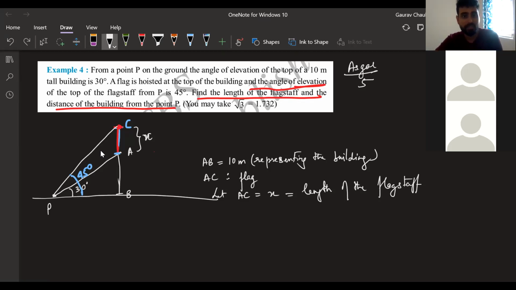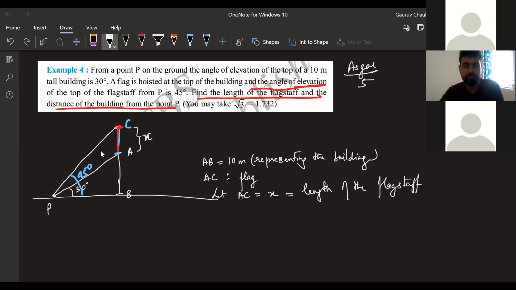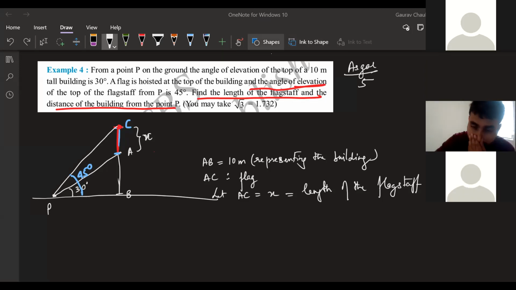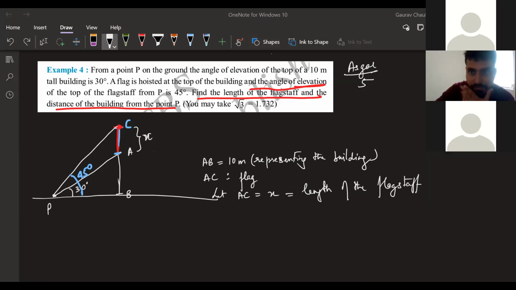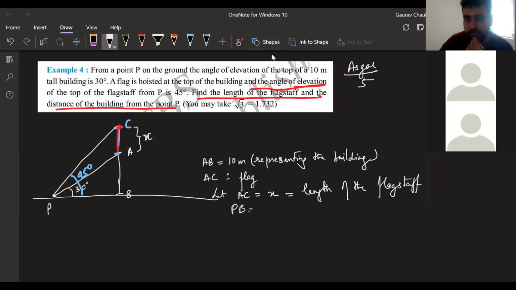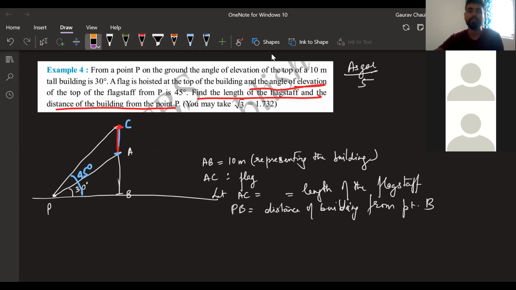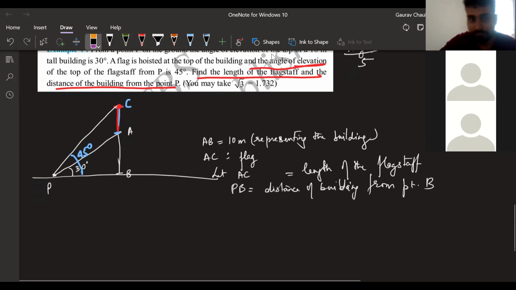What is the distance of the building from the point P? Which line segment represents the distance of the building from the point P? Yes, Asghar, go ahead. Sir, PB, sir. PB is the distance of the building from point P. Okay. Now there's a reason why I took that as X. Anyhow, it's not important right now. If you don't want to think why I took this as X, forget about X. Okay, AC is the length of the flag staff. Let's see what happens.